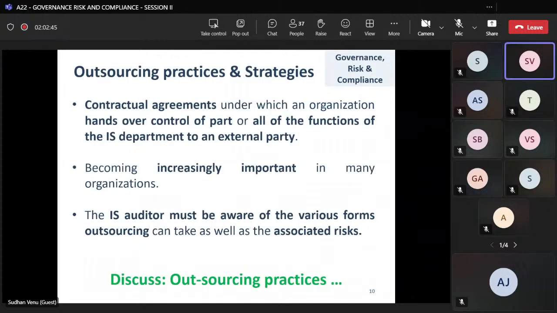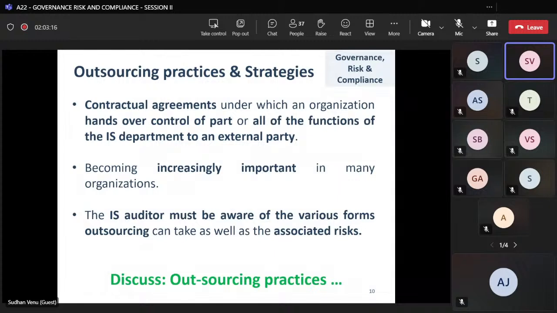And outsourcing practices and strategies: that is nothing but providing any functionality, process, or business to the vendor side, that we are giving to them. In outsourcing, in terms of client level, we get projects like that. It is a contractual agreement under which an organization hands over the control of part or all of the functions of the IS department to external parties.